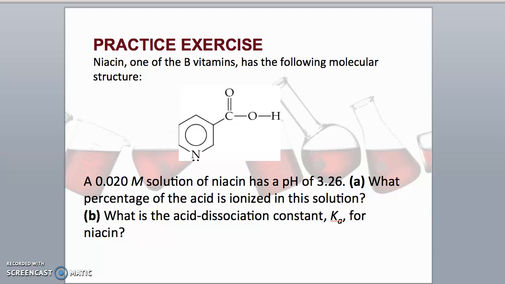Next, set up your ice table. You have the initial concentration of the weak acid, the niacin, HA, and you have the pH. Use the pH to determine the equilibrium concentration of the hydronium ion and then solve for X. The percent of the acid that has ionized means how much of the acid went to ion. Use your equilibrium concentration of the hydronium ion divided by the initial concentration of the acid, then multiply by 100. Pause the video, work through the problem. The results are on the following slide.